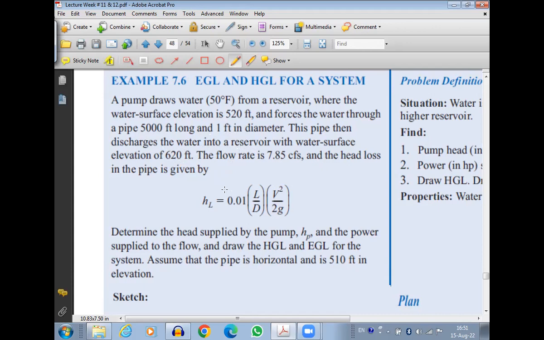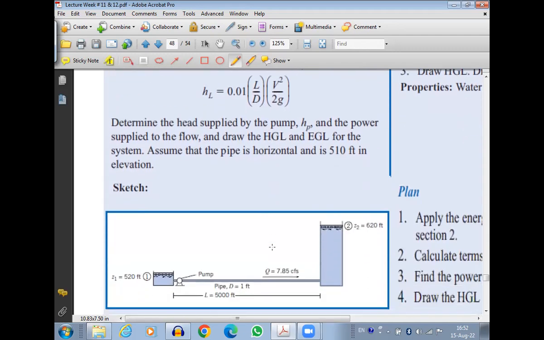And the head loss in the pipe is given by 0.01 L/D V squared upon 2g. Determine the head supplied by the pump and the power supplied to the flow, and draw the HGL and EGL for the system. Assume the pipe is horizontal and is 510 feet in elevation. Okay, so we know the elevation of the pipe.